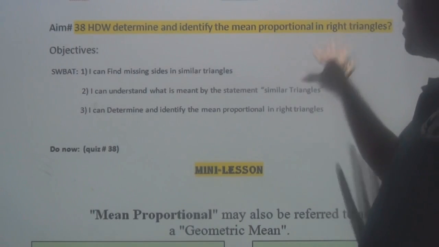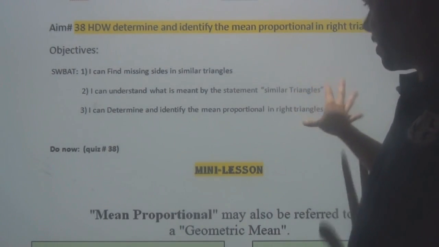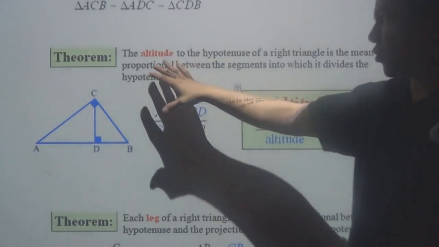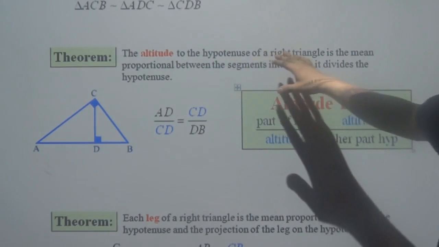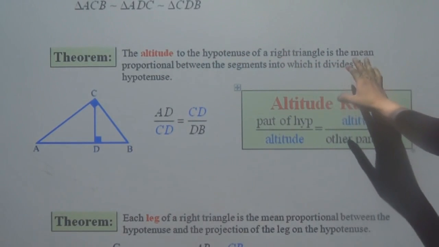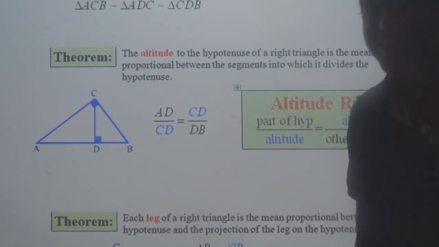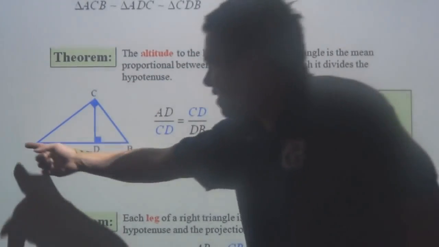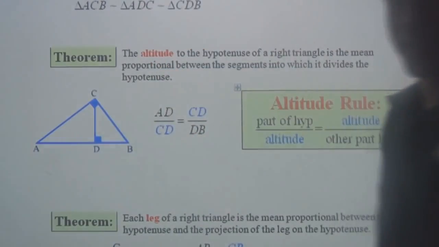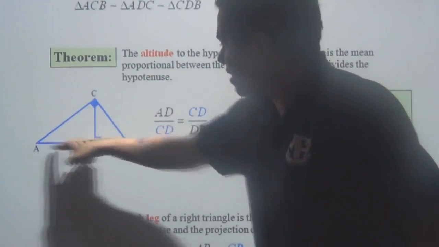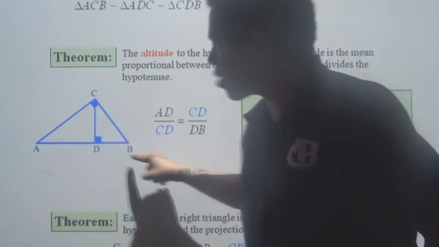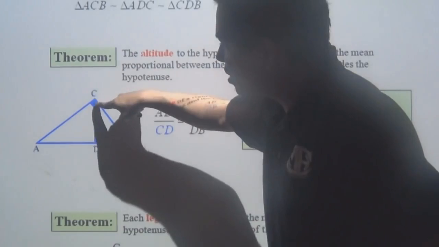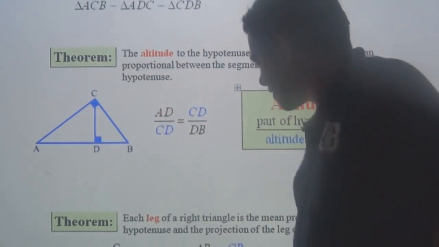We're going to determine what the mean proportional in right triangles is. So watch this. The altitude to the hypotenuse of a right triangle is the mean proportional. Aha, that's what I wanted. The altitude, okay, to the hypotenuse. This is the hypotenuse of the big triangle, okay? This is the hypotenuse right here of the big triangle. And how do I know AB is the hypotenuse? Because it is opposite to this right angle. So this is the altitude.